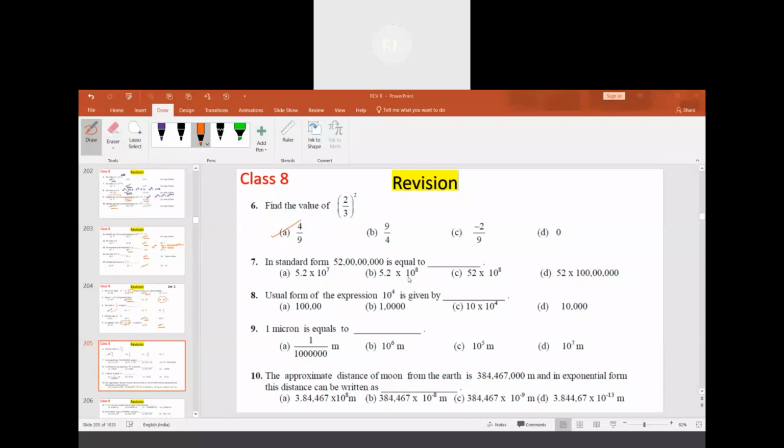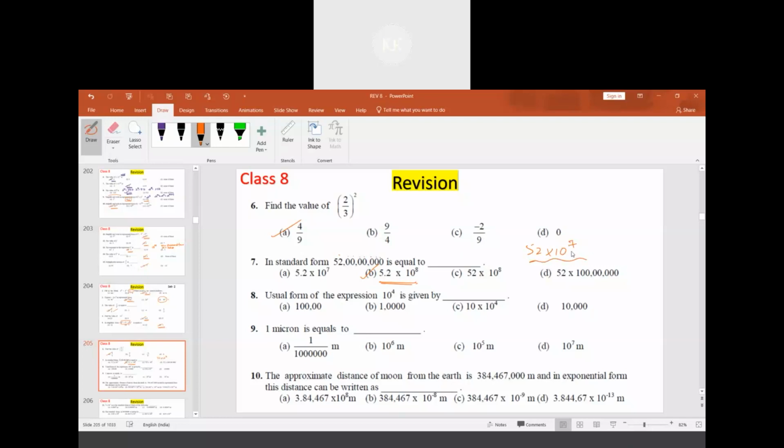The standard form of this is option B, 5.2 into 10 to the power 8. There are 8 numbers here, so 5.2 into 10 to the power 8. Very good.